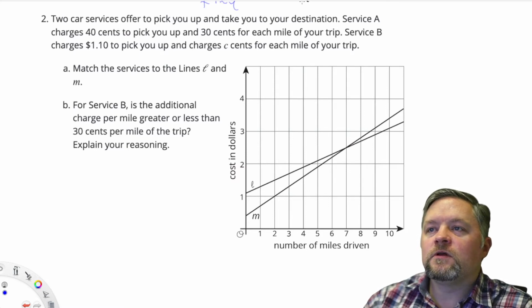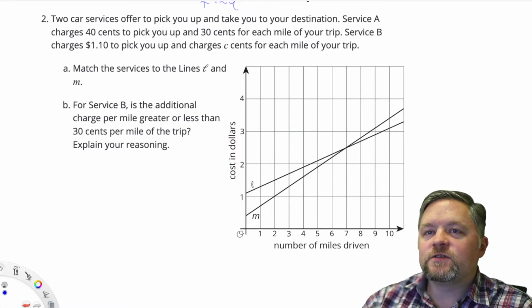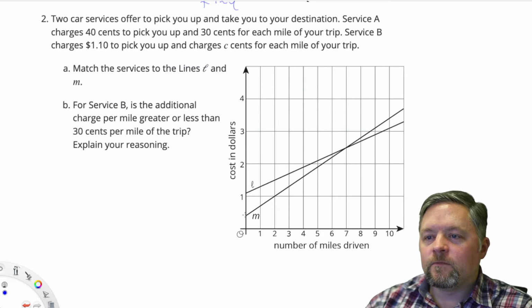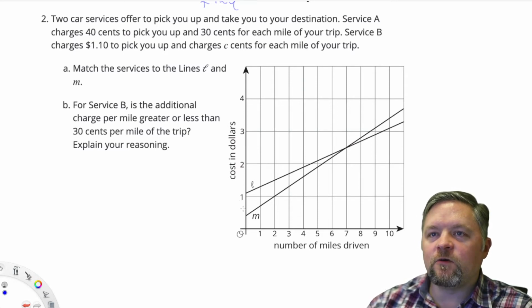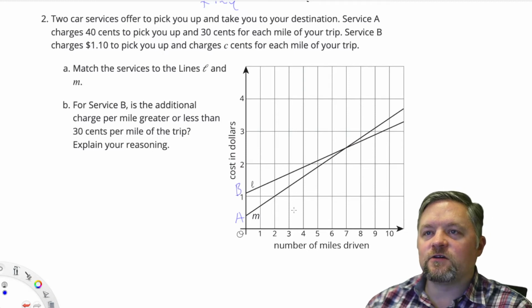So, Service A is 40 cents to pick you up. Service B is $1.10 to pick you up. So, that looks about 40% of the way between 0 and 1. So this is A. And this one is $1.10, that's just over $1. So that's Service B.